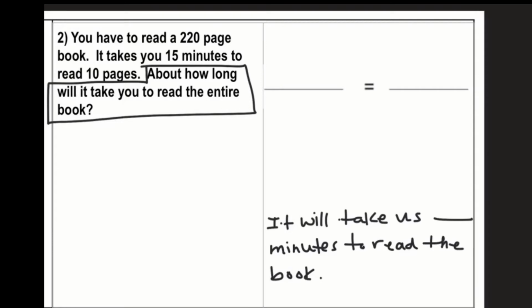Let's find what values are being related. You have to read a 220-page book. It takes you 15 minutes to read 10 pages. There's a relationship right there. Now, minutes should go on the bottom because it's referring to time. That means pages needs to go on the top. 10 pages for every 15 minutes.